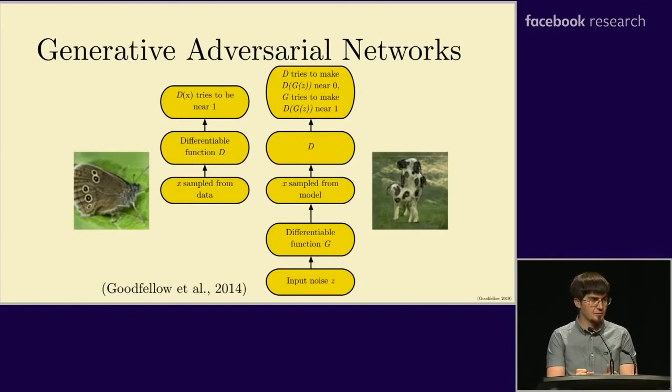Using the language of game theory, we can analyze this and find that there is a Nash equilibrium where the generator recovers the data distribution perfectly, and the discriminator can do no better than random guessing about whether the input is real or fake. In practice, we don't usually reach that Nash equilibrium, at least not with the algorithms we have today, but we do get to the point where we produce realistic samples.